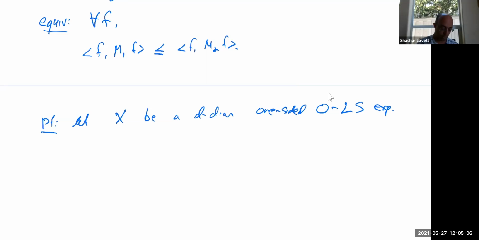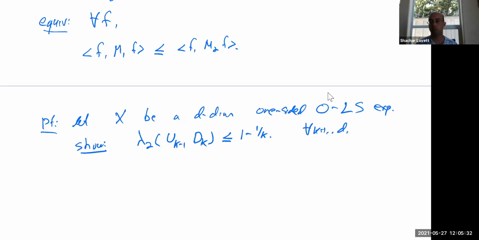So we're actually going to prove something stronger. So what we're going to show is the following claim: lambda2 of the k level lower walk, so D_k U_{k-1}, is at most 1 minus 1 over k. Okay. So we're going to show it for every k from 1 up to d, not just d. We only care about the k equal to d part for this theorem, but it's going to be easier to prove inductively for all the levels k from 1 to d.